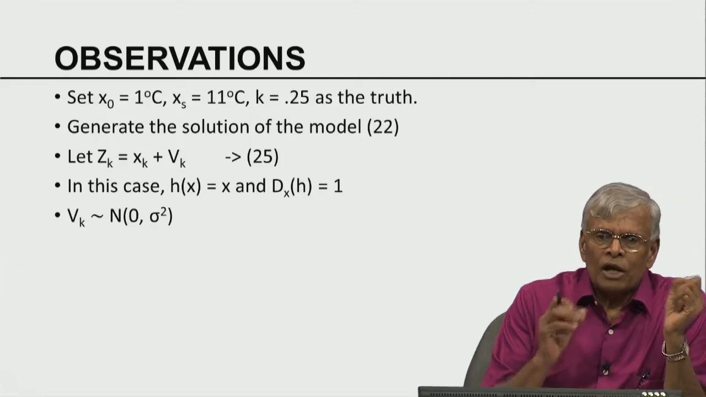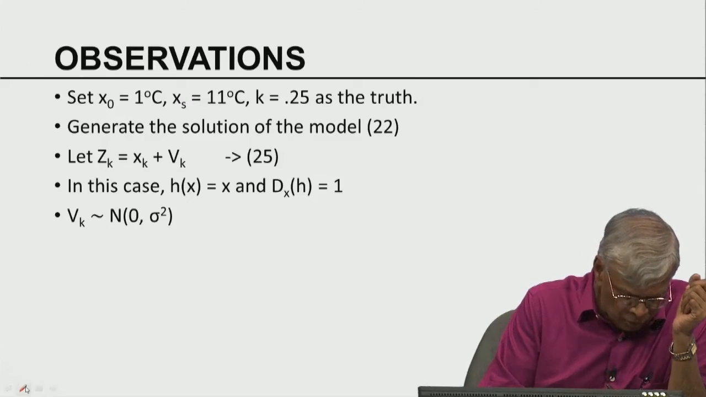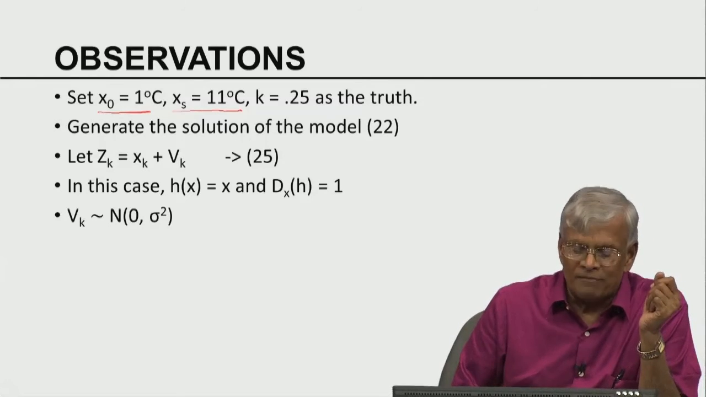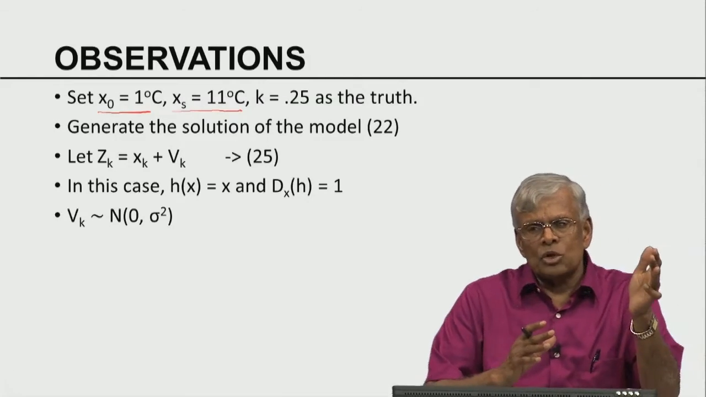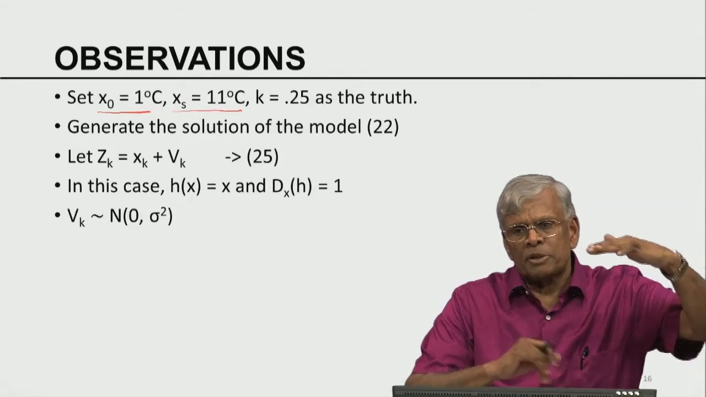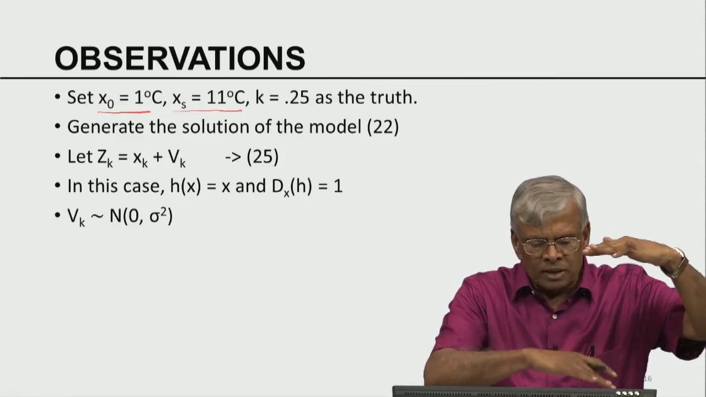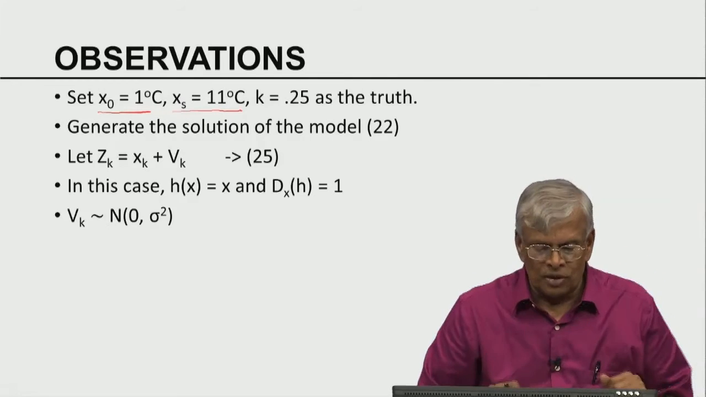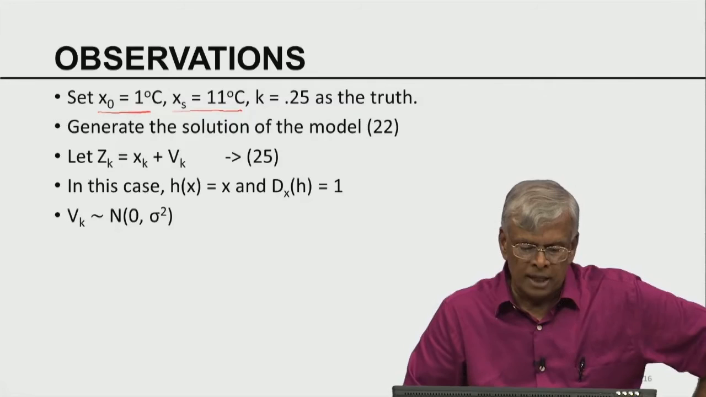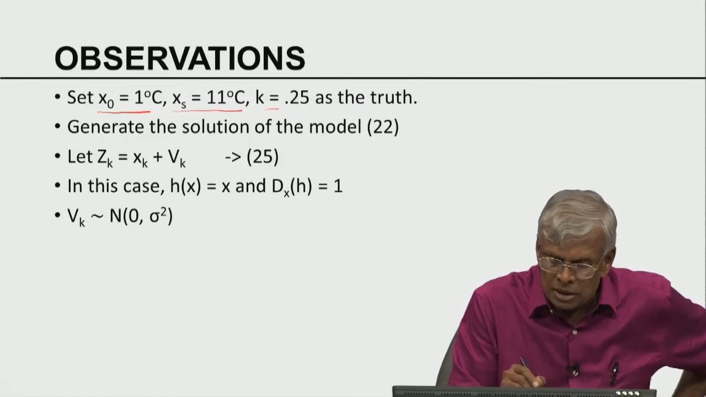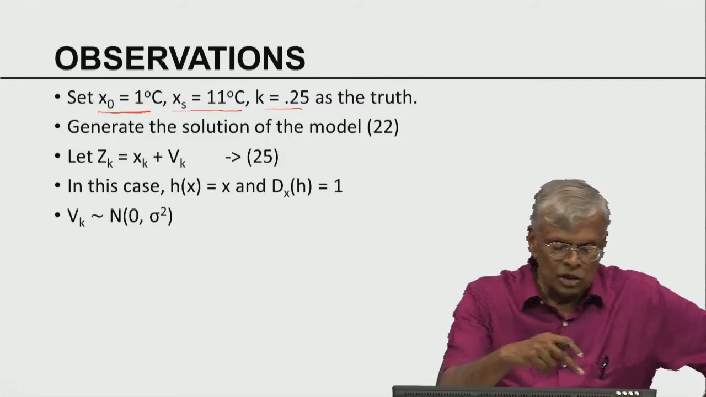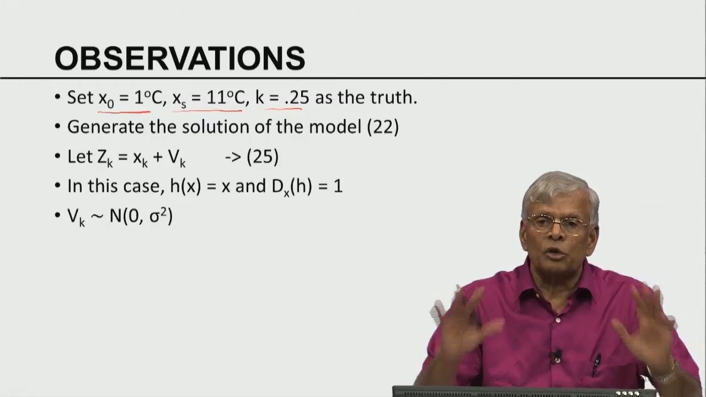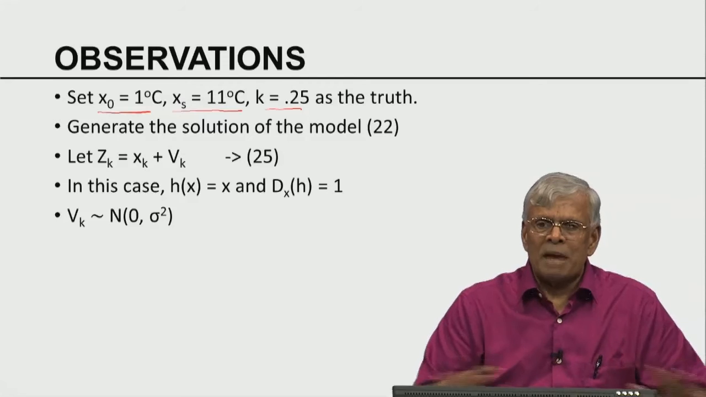So what is it that we are going to do? We are going to do a twin experiment. I am going to start with x naught is 1, sea surface temperature is 11. So you can readily see the air, when it comes in contact with the water for the first time, has a temperature of 1 degree centigrade. At that time the water is 11 degree centigrade. So there is going to be a transfer of heat from the water surface to the air. The heat transfer coefficient is assumed to be 0.25, and we assume x naught is 1, xs is 11, and k is equal to 0.25. That corresponds to the truth. What does it mean? That's how nature has arranged matters.